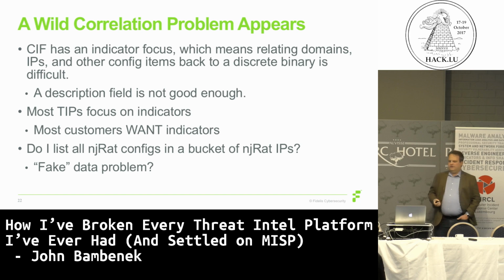So the correlation problem comes in. How do I list this? I can say, here are all the IP addresses associated with NJRAT. But I'm not going to be able to disambiguate anything with that. It's just, this IP address was tied to an NJRAT sample. I don't know anything much else because I've had to discard all of that data. And that's not a good outcome.